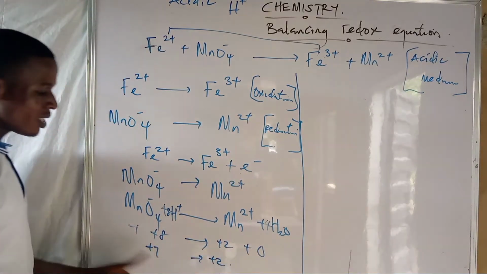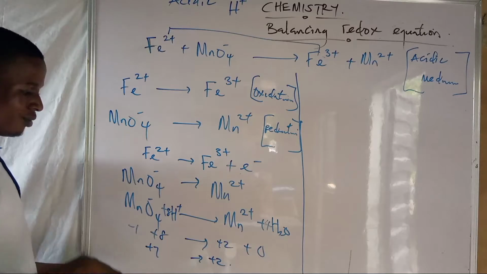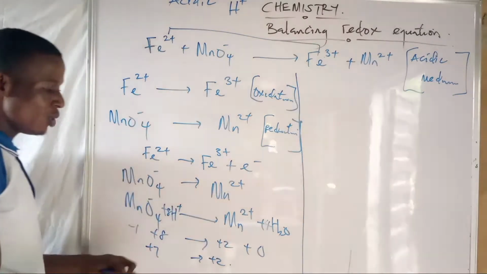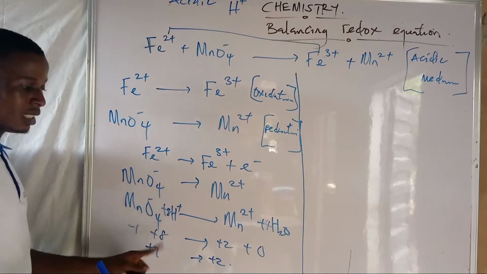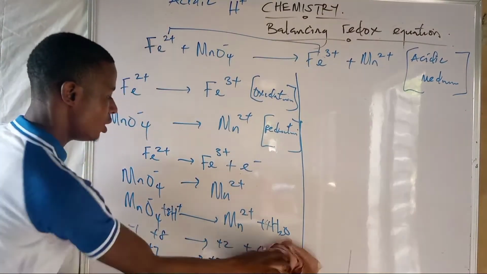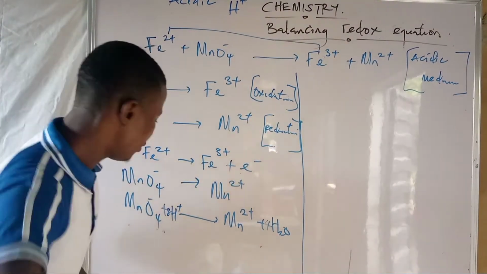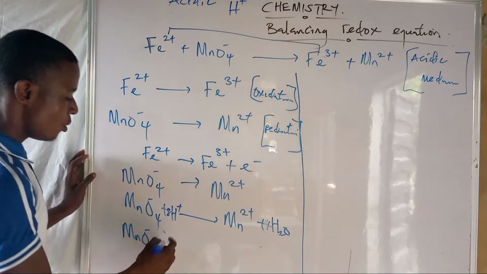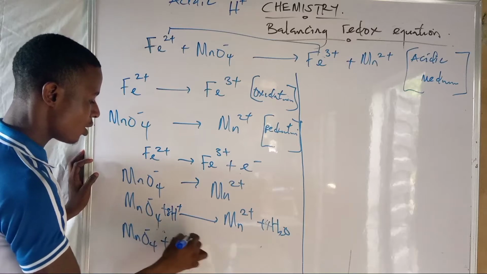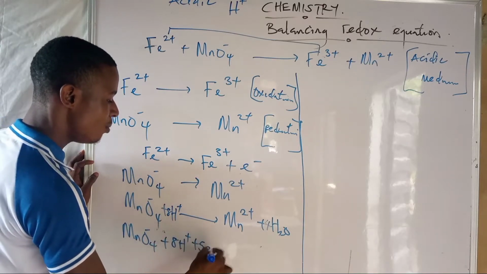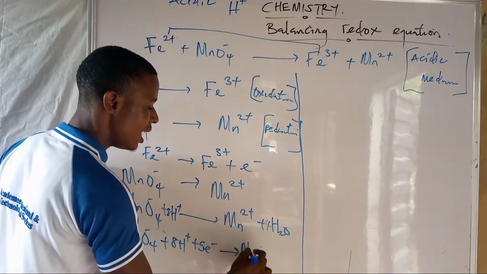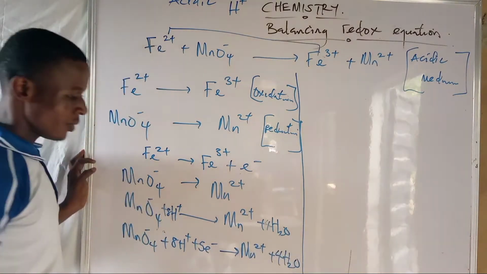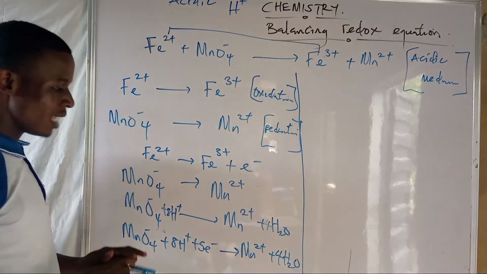Plus 2. Which side is having the higher figure? This side is leading the other side with 5, which means we have to add 5 to this side. So if you want to write it now, it will be MnO4⁻ + 8H⁺ + 5e⁻ going to Mn²⁺ + 4H2O. So let's check if this equation is balanced now or not.